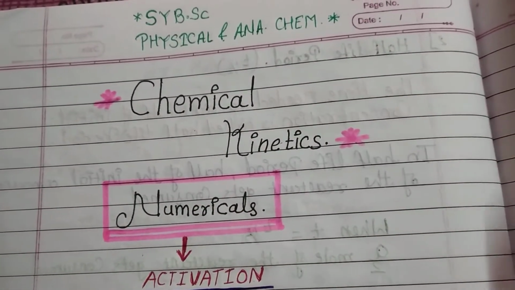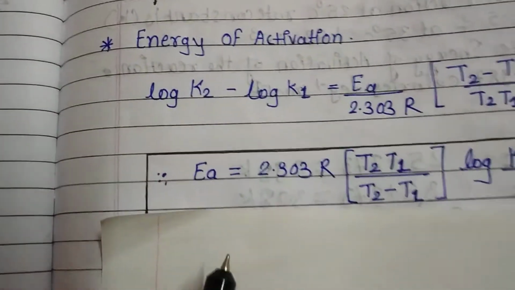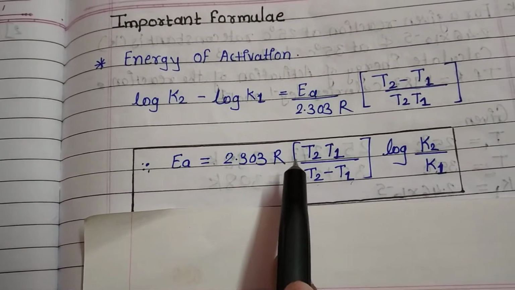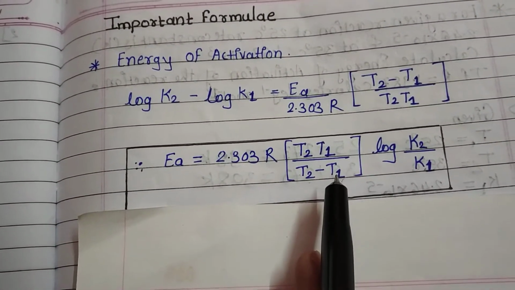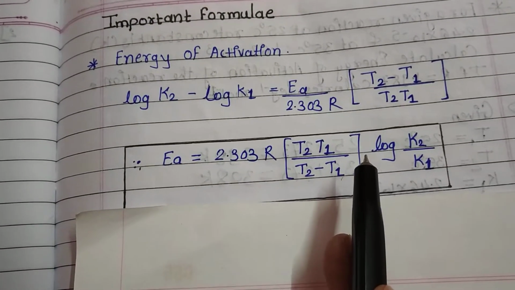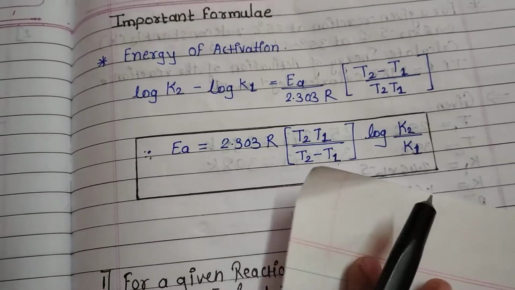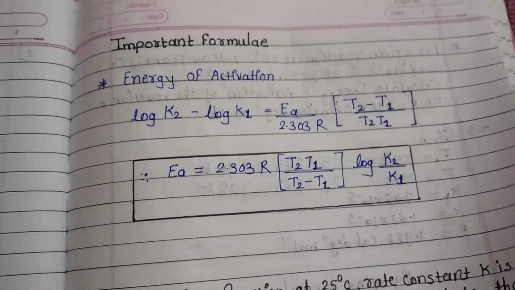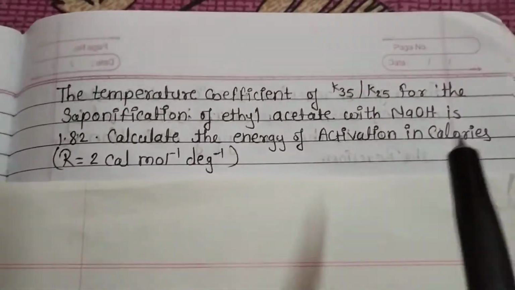Already we discussed the important formula related to the activation energy, that is Ea = 2.303 × R [T2 × T1 / (T2 − T1)] × log(K2/K1). By using this formula we have to calculate the activation energy. So we see practically what are the different types of numerical.